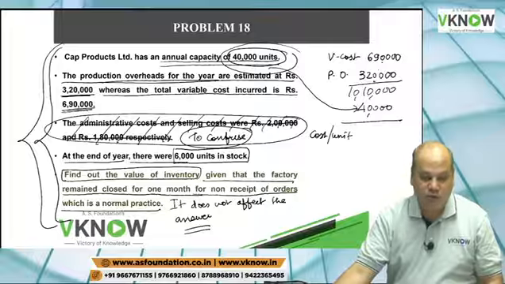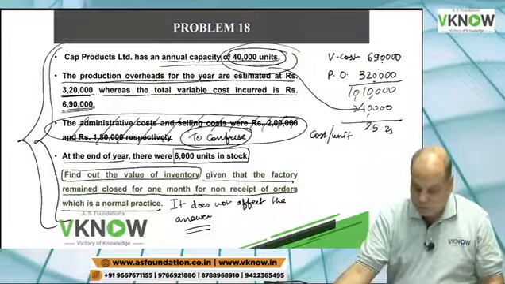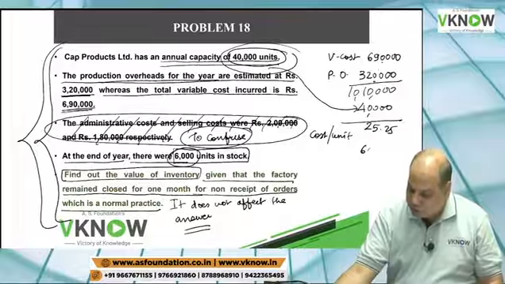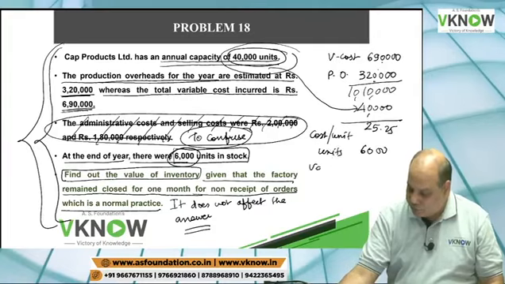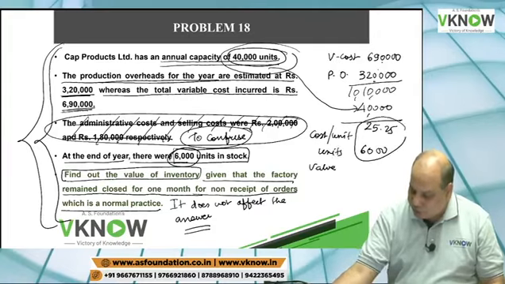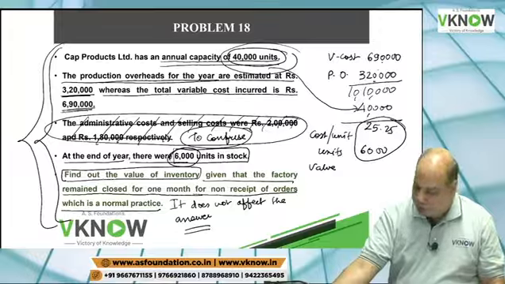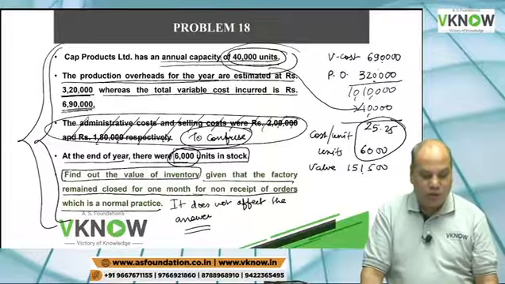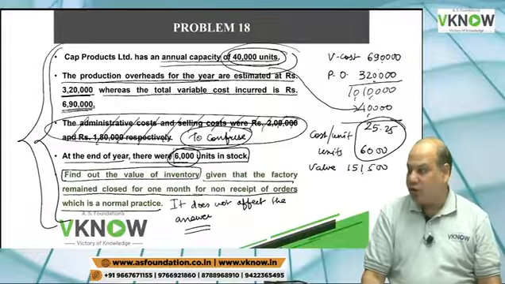10,00,000 divided by 40,000 is 25, and somewhere below 6,000 units are in closing stock. So the value of the closing stock will be, multiplying these two figures, 1,51,500. Very good, Sanket, Pavan, Kunal, etc.